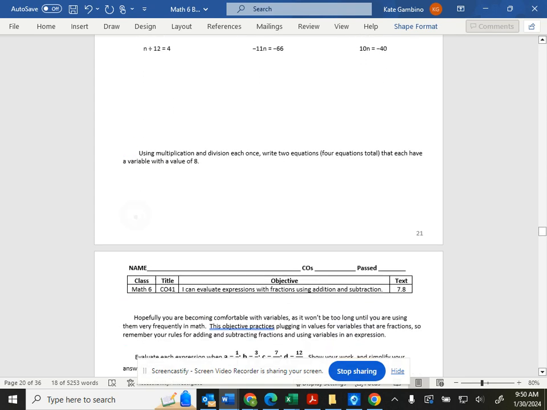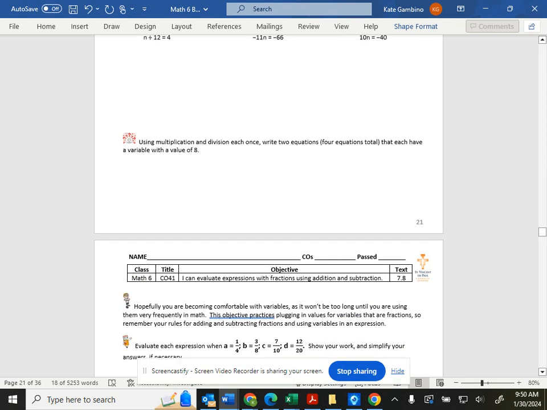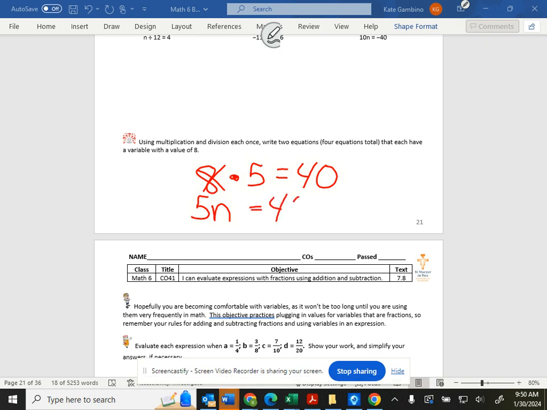And then at the bottom, again, creating your own equation. This one wanted a variable value of 8. So 8 times, let's say 5, equals 40. Then I'm going to take the 8 out and put in my variable. I'm going to make it look mathy, and say instead of n times 5, I'm going to put 5n. It means the same thing, and it's more professional looking. You're being a real mathematician.